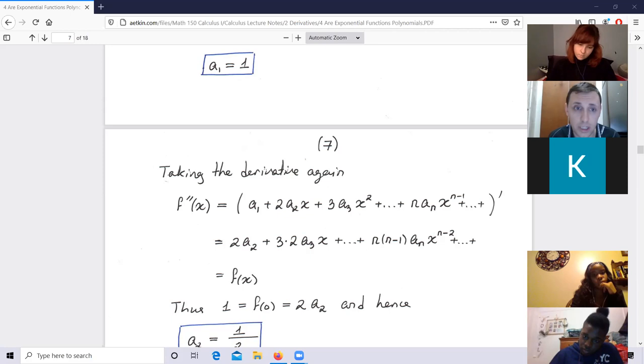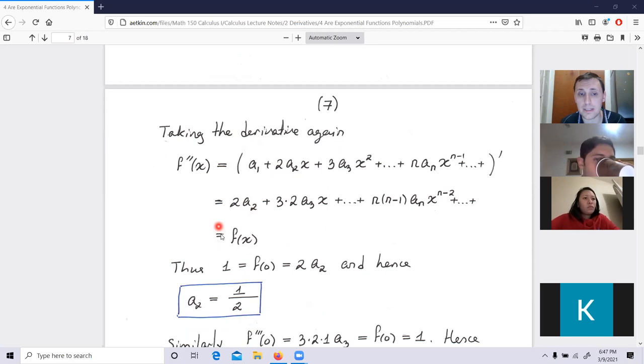Do you agree? And I pushed a2 to the first position. And look at it, what happens now. Now if I plug in zero, everything here is annihilated. This derivative did not change my function. It's the same f of x. Plug in zero, you are left with 2a2, but plugging in zero into this function gives you one. Do you see, guys? So I have the equation 1 equals 2 times a2, which means a2 is equal to 1/2.